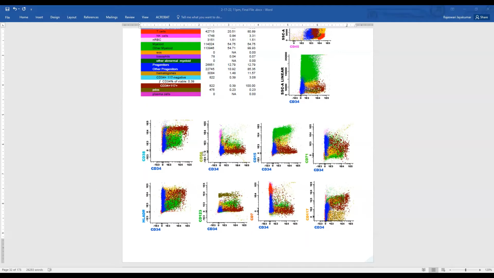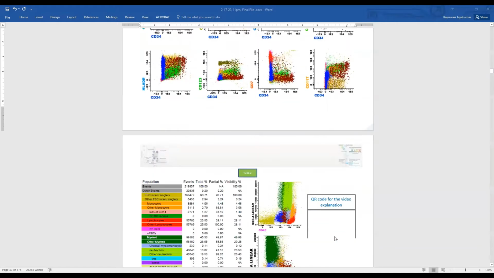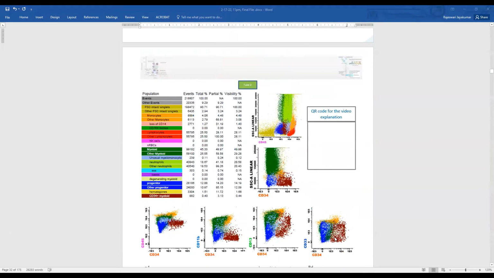So in this tube, the blue population is only partially positive for CD38 and HLA-DR. Lineage-specific markers like 117, the myeloid lineage-specific markers, are negative in this tube. So let's go to tube 2 to see if that gives us an answer.